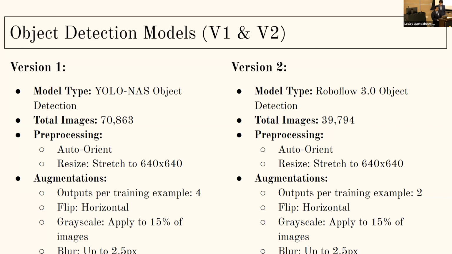Now for version 2 of the object detection model, we did switch the model type to Roboflow 3.0 and reduce the number of images in the data set, making the output per training example just 2. Still applied the same steps as previous. Unfortunately, we did not get the result we expected, and we'll dive into that a little bit here.